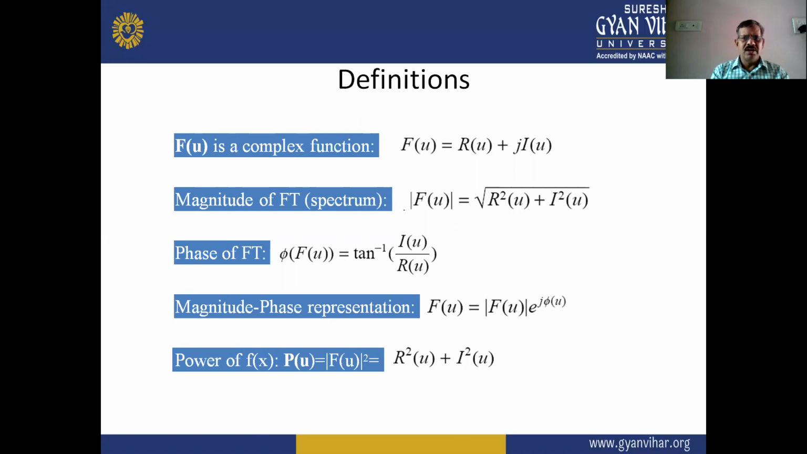Next is the magnitude-phase representation: F(u) equals the magnitude of F(u) times e to the power j phi(u). And the power of f(x), P(u), equals the magnitude of F(u) whole squared, equal to R squared(u) plus I squared(u). So these are some definitions of the Fourier transform.